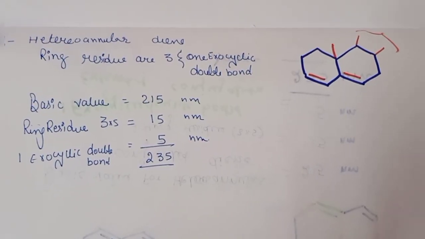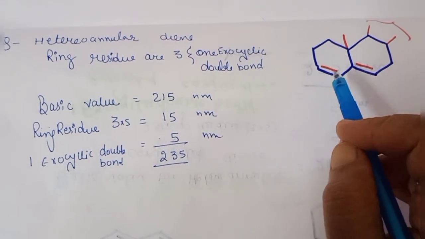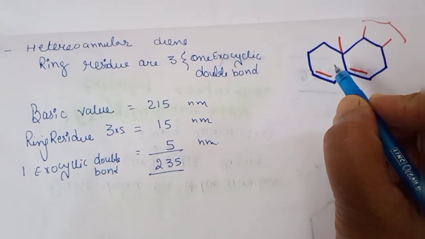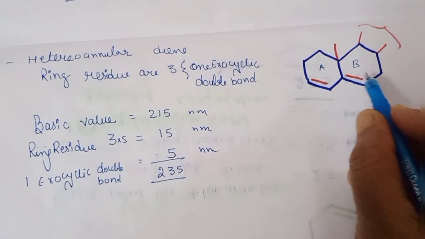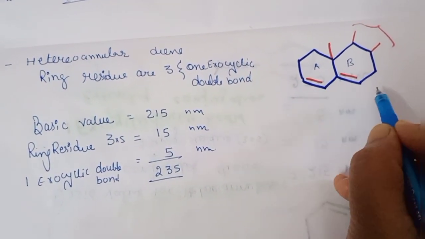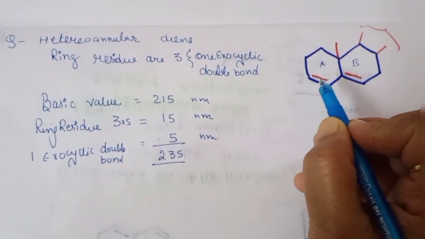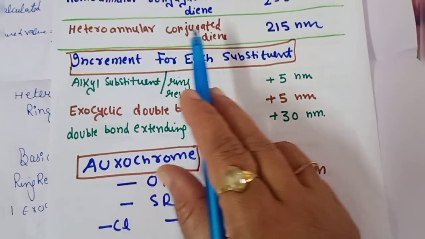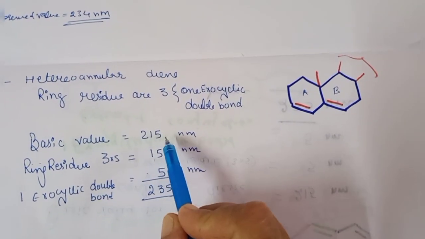This is our next example. Here the 2 double bonds are in different rings. Suppose this is our A ring and this is our B ring. First, which will be the basic value here? As the 2 double bonds are in different rings, this is a heteroannular diene, and for the heteroannular diene the basic value is 215. So the basic value will be 215 nanometers.